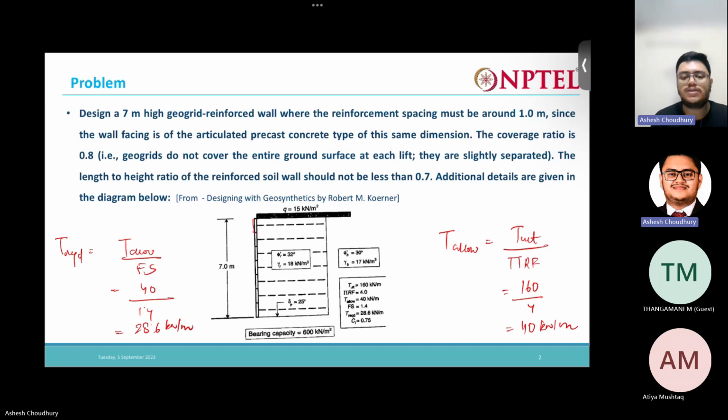This delta is actually the friction angle between this block and this foundation soil. Okay, so that is delta. And then we have the bearing capacity of the foundation soil, that is given as 600 Newton per meter. All right. So these are all the given data, and we have to actually design this.